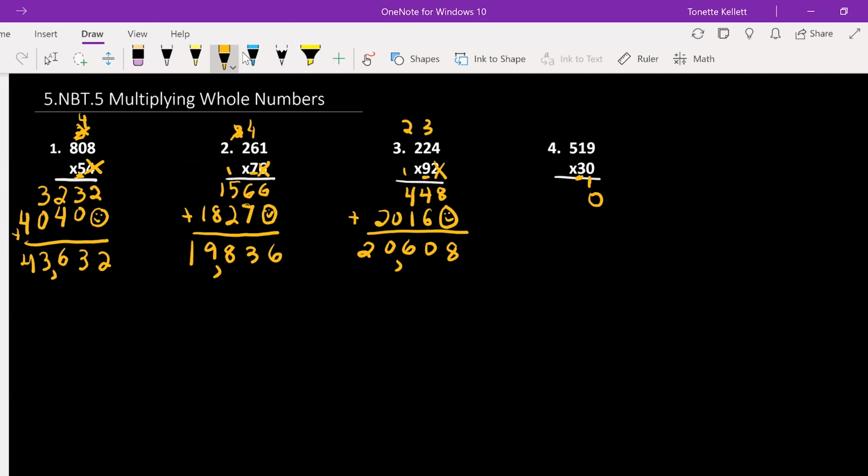3 times 9 is 27. 3 times 1 is 3, plus 2 is 5. 3 times 5 is 15. Count over 3 spaces, and you've got 15,570.